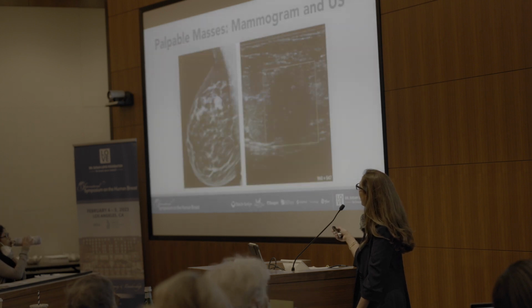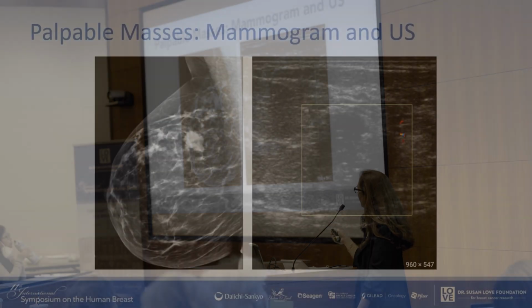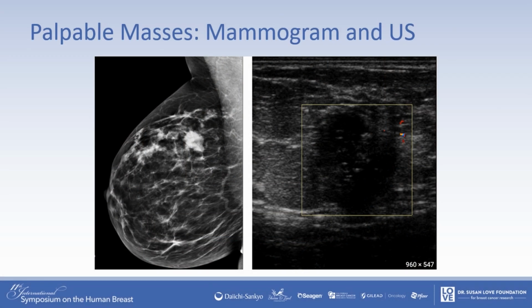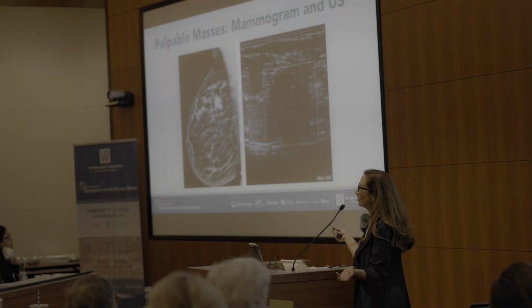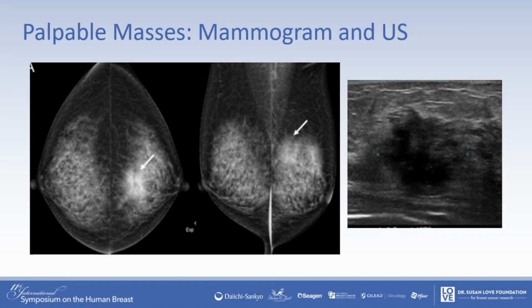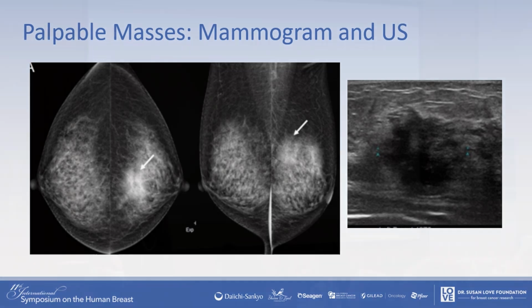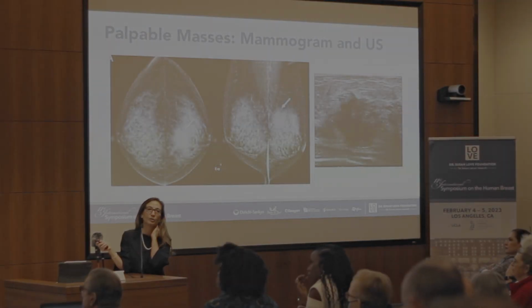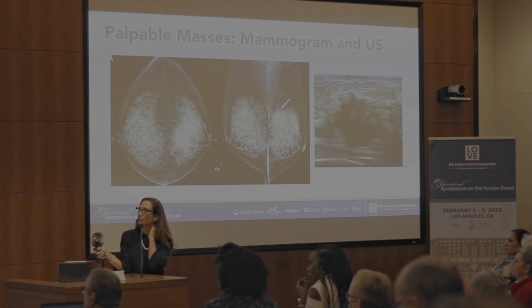Another patient here, a 27-year-old, comes in with a palpable lump. You see that white mass on the mammogram. We don't know if it's fluid or solid, and it's an ugly cancer on ultrasound. In a woman with extremely dense breasts, we can barely make out the mass or the borders of it. Ultrasound shows this is a very ugly cancer.